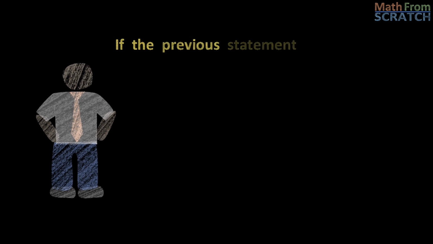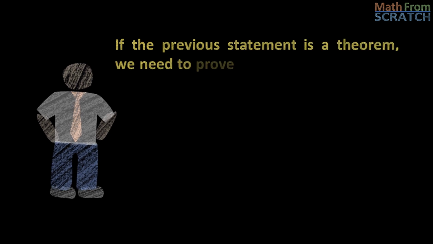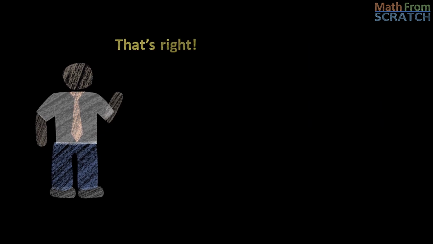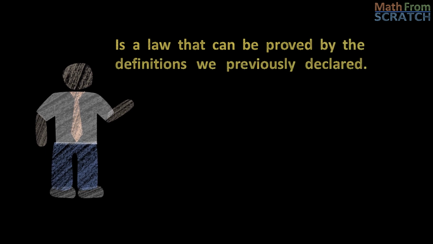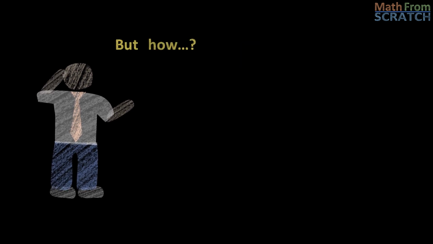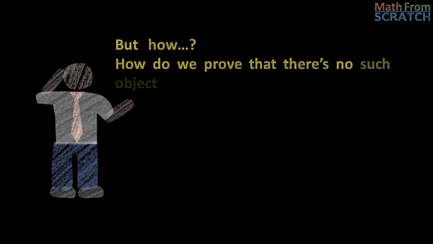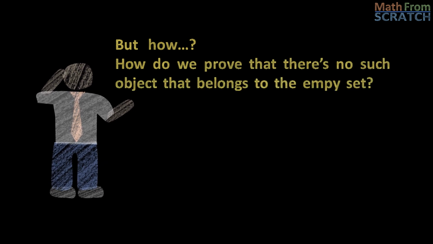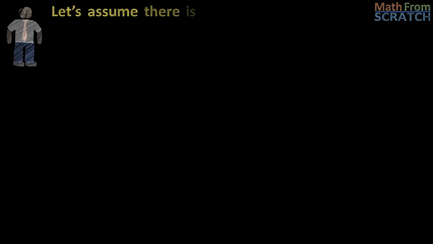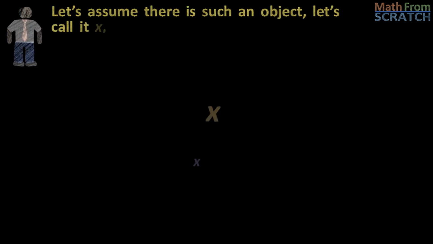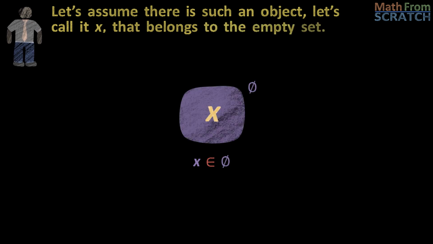If the previous statement is a theorem, we need to prove it. That's essentially what a theorem is: a law that can be proved by the definitions we previously declared. But how? How do we prove that there's no such object that belongs to the empty set? Take a look at the following. Let's assume there is such an object, let's call it X, that belongs to the empty set.